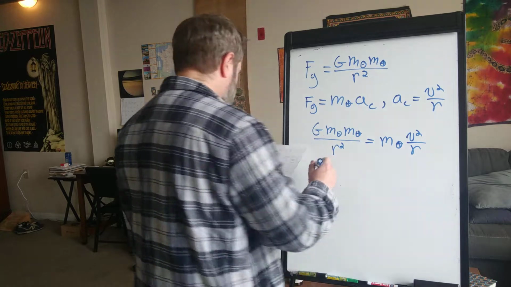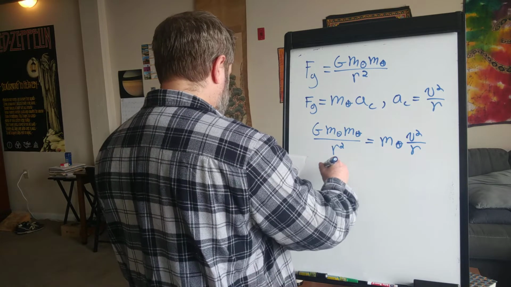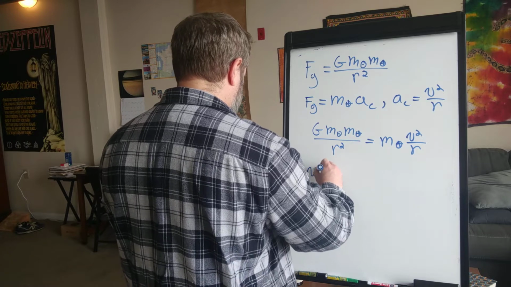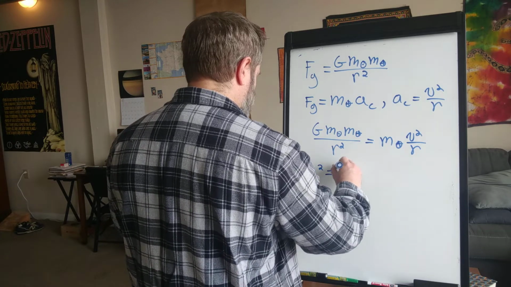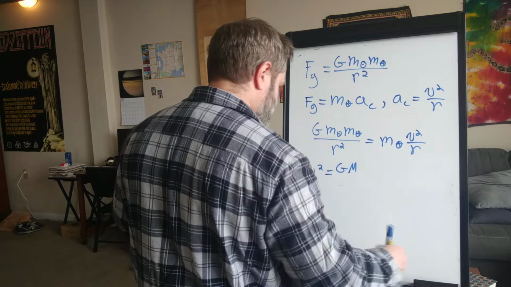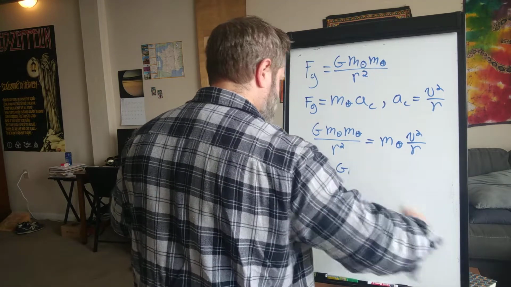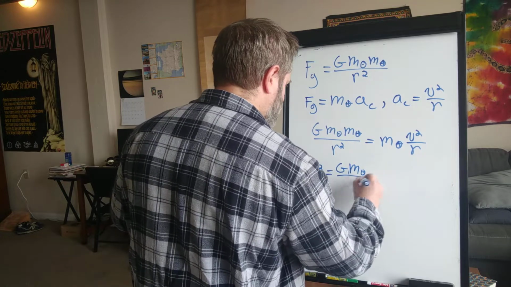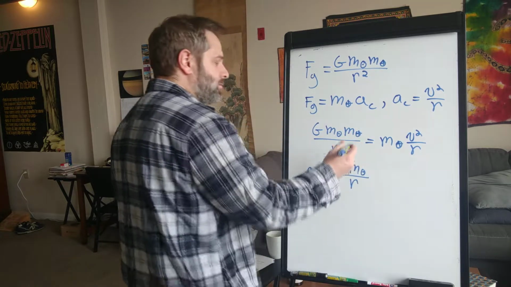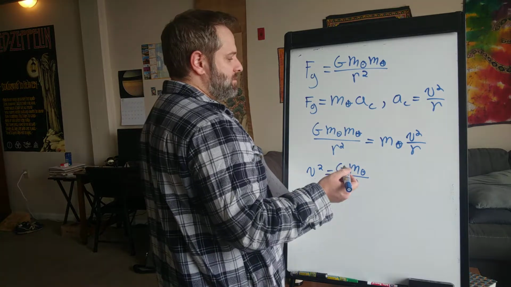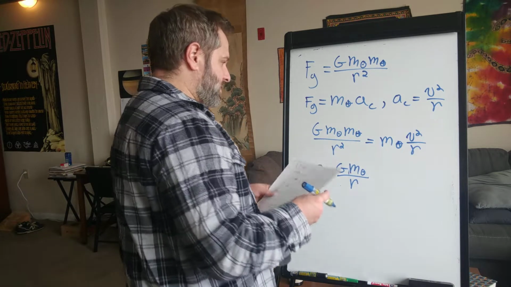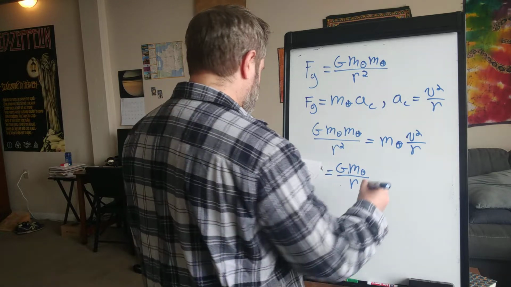And then we know that, just simplifying, v squared is equal to G mass sun divided by r. And the masses of the Earth cancel out. The only thing that's important is the mass of the sun. And then one of the r's cancels out on each side.